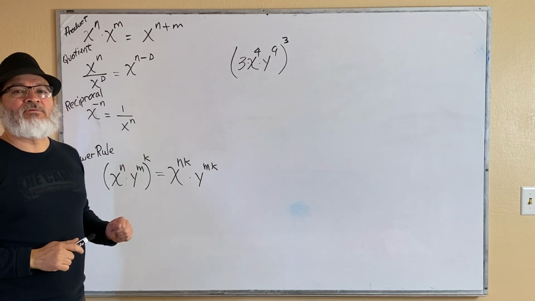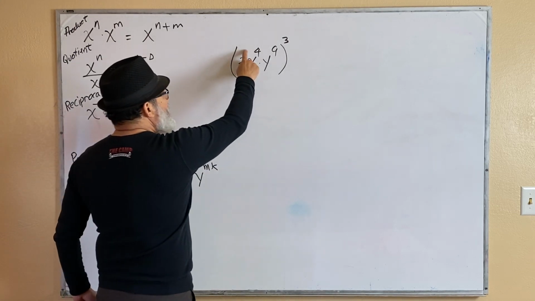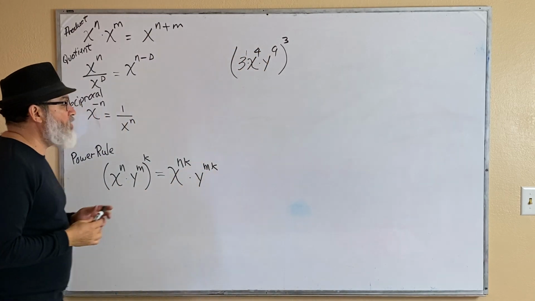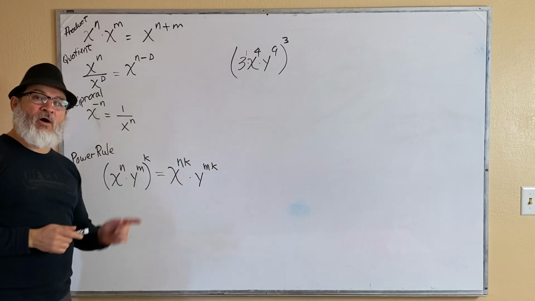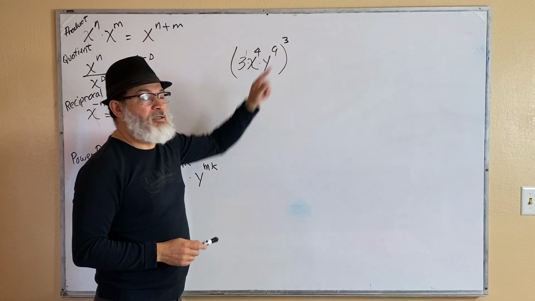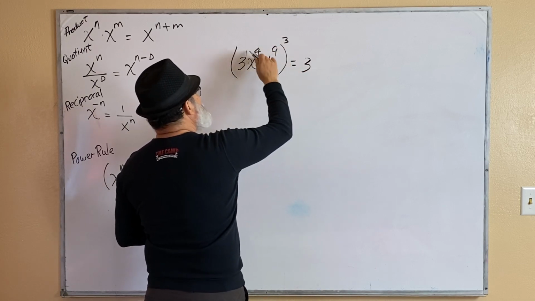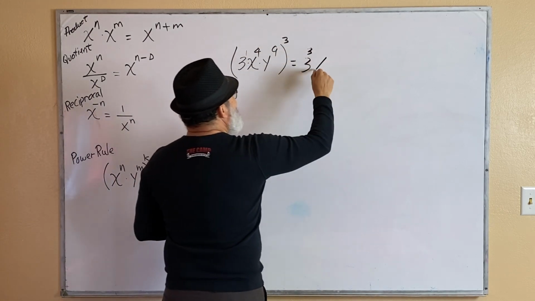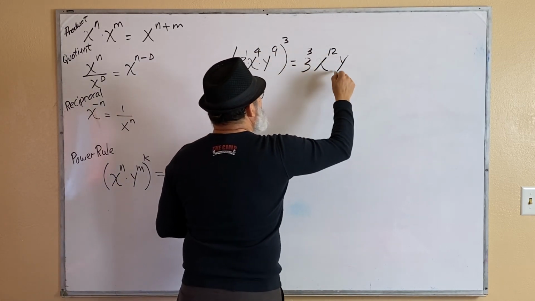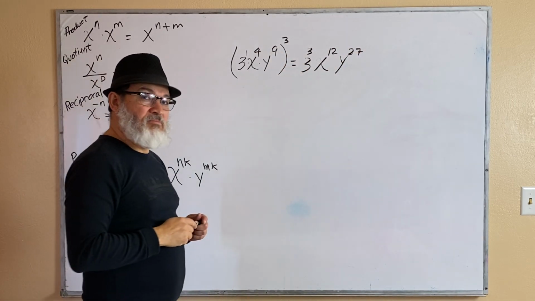Who's in the house? 3. 3 is in the house. And 3 has a power of 1. You don't see it there, but it is there. Power of 1. Okay? All right, so 3 is going to raise the roof. How? Multiply the 1 times this power. So this becomes 3 to the 1, which is 3 times 1, which is 3. x to the 3 times 4, which is 12. y to the 3 times 9, which is 27. Okay?